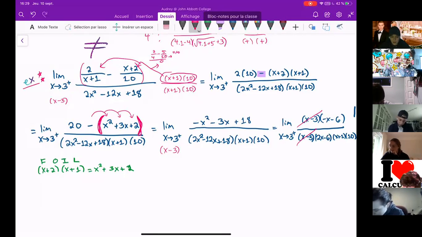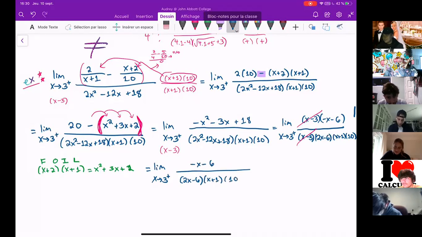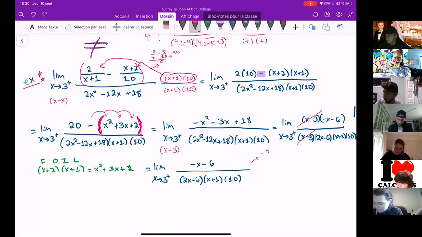Okay, now I have this. This is the limit as x approaches 3 from the right of (minus x minus 6) over (2x minus 6)(x plus 1)(10). And what happens when I plug in now? It's minus 3 over 0? Oh no, you get minus 9 over 0. Minus 9 over 0. Perfect. So I have a minus 9, and then on the bottom I have 0 times 4 times 10, but it's times 0, so it's just minus 9 over 0. So my possibilities here are infinity, negative infinity, and does not exist.